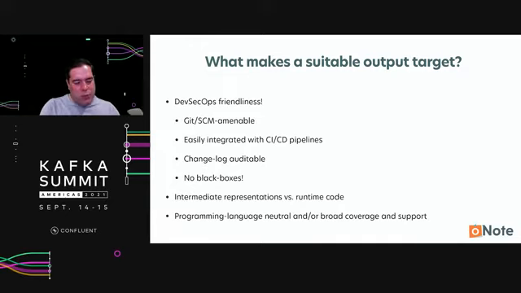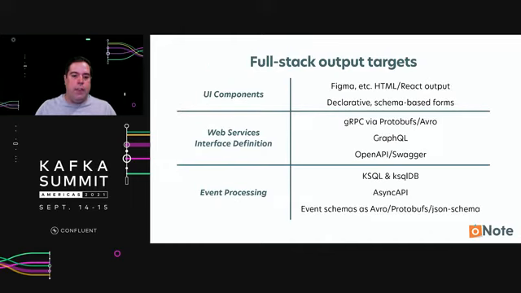Do we generate Ruby or Python or Java or Clojure, or do we generate some intermediate representation that already has reach to these programming languages? We chose, for a couple of reasons, to generate these intermediate representations, so here in the middle tier, the web service interface definition tier: gRPC via Protobuf or Avro, GraphQL, OpenAPI Swagger. These are intermediate representations that are in broad use. They have really great code generation capabilities that target that intermediate representation. So we can reach a lot of languages by generating one format.